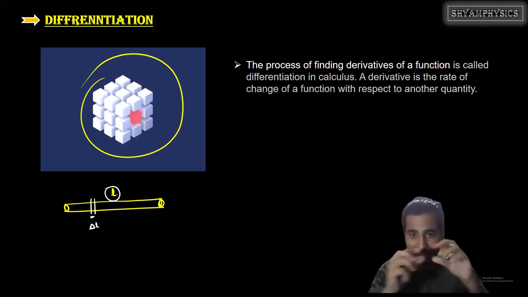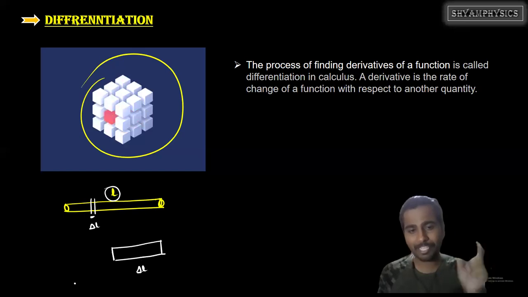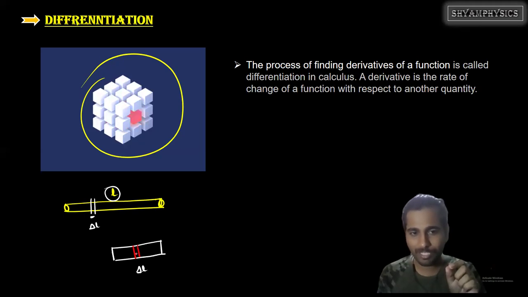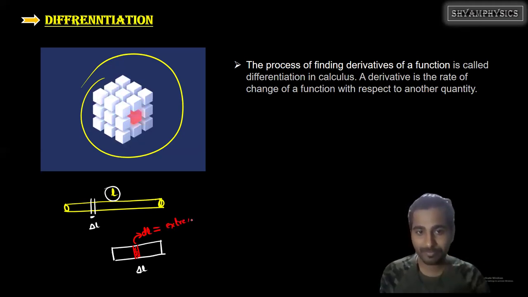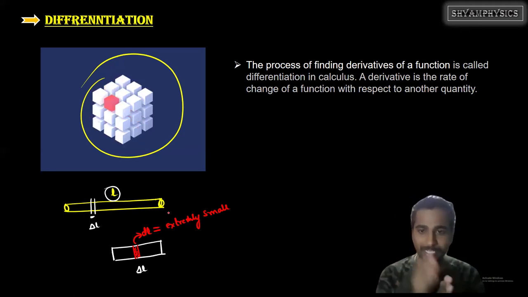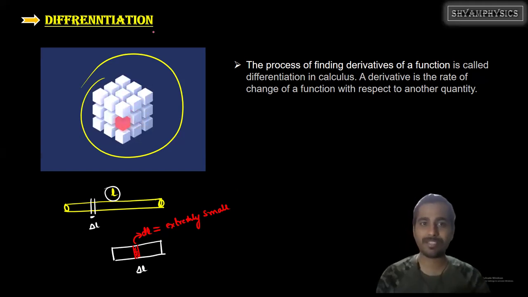In this dl, I'm expanding this dl. For example, take the dl length to be this much. In this dl length, I will take a further small part of the body. This is a small portion, called small dl. We call this extremely small, an extremely small segment of the body. Basically, this breaking of an object into extremely small pieces is called differentiation.